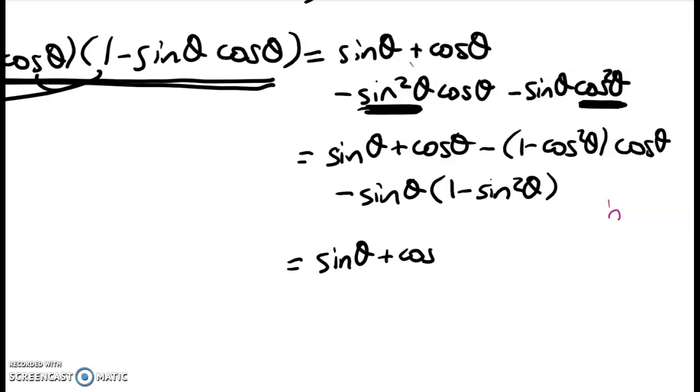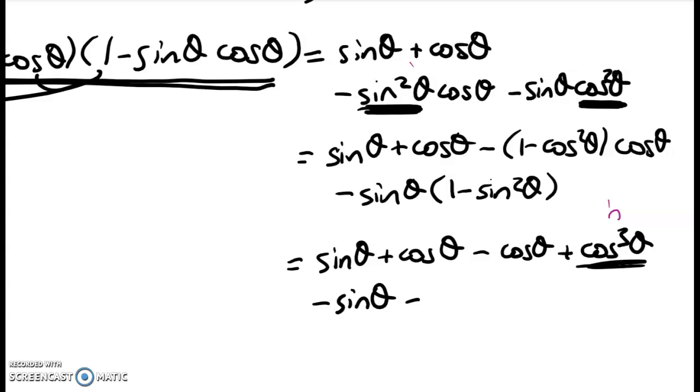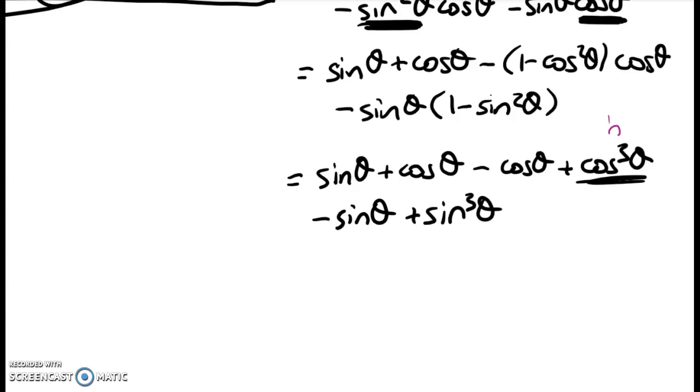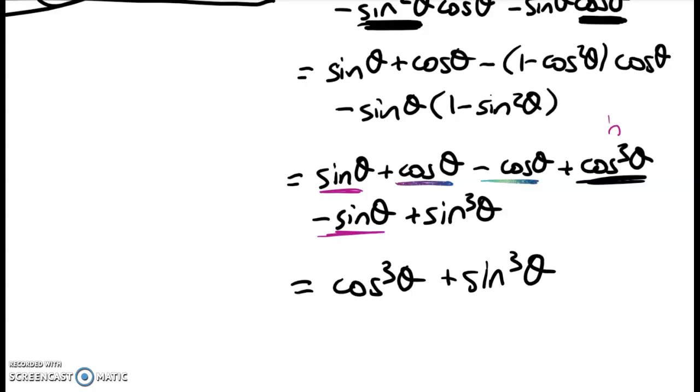So sine theta plus cos theta minus cos theta plus cos cubed theta. So that's looking pretty good. Minus sine theta plus sine cubed theta. And look what's happening. We've got sine theta, take away sine theta. And then we've got cos theta, take away cos theta. So that leaves me with cos cubed theta plus sine cubed theta, which is the right-hand side as required. That's the first part of that question done.